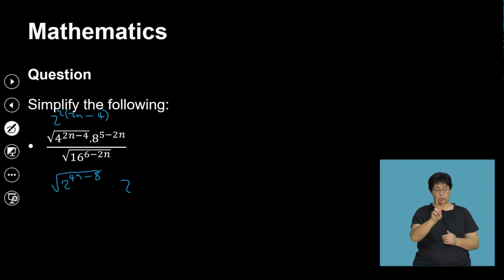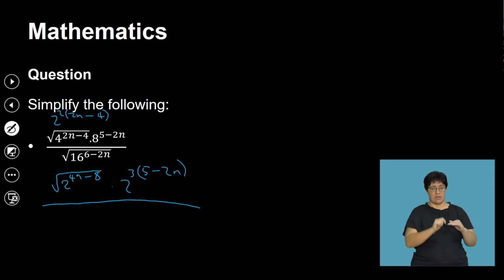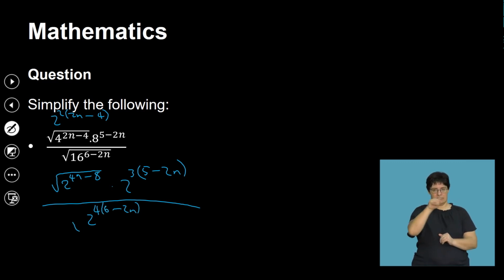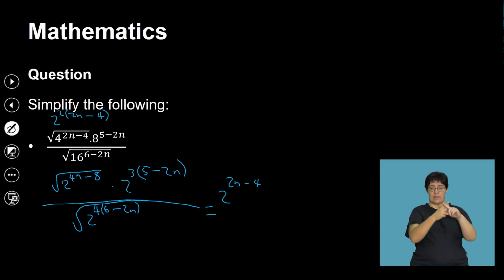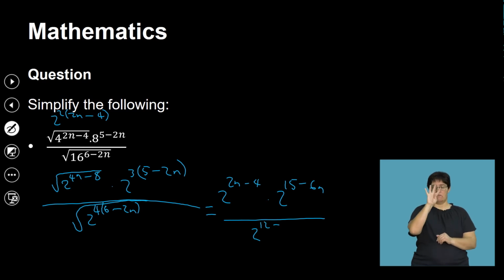Multiply by 2 to the exponent of 3 into 5 minus 2n. All of this is divided by 2 to the exponent of 4 into the 6 minus 2n. I'm thinking to just write it so that people can actually see where these things come from. And this will therefore become, because I'm going to raise this to the exponent of 1 over 2, 2n minus 4 times 2 to the exponent of 15 minus 6n, and then divided by 2 to the exponent of 12 minus 4n.